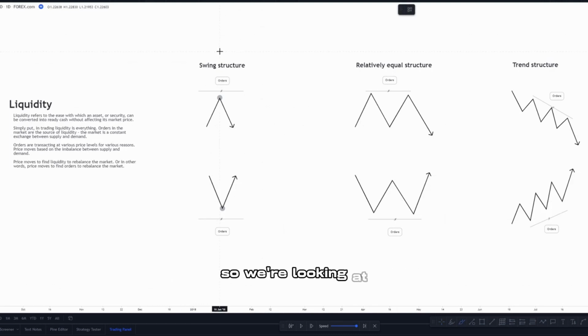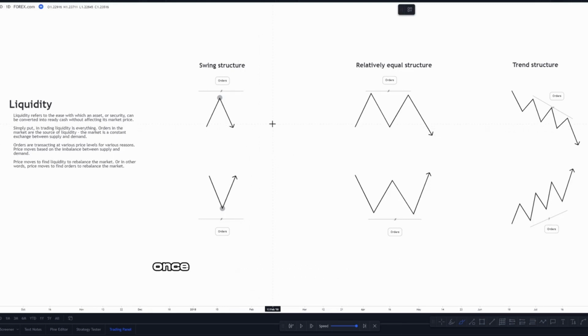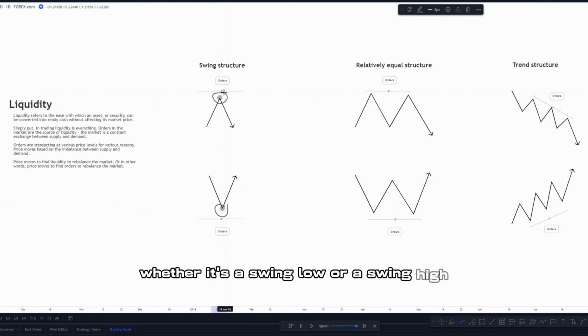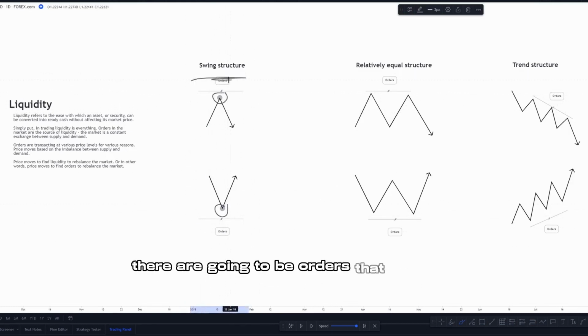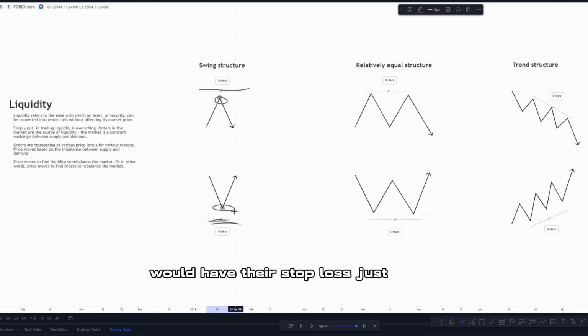So if we're looking at very basically swing structure, or any sort of market structure that's being printed in the markets, what we see is once that market structure has been created, whether it's a swing low or a swing high, more than likely there are going to be orders that rest just above the high or just below the low. And those orders exist for a multitude of different reasons. In a basic sense, anyone who would have sold at this swing high would have their stop loss just above the swing high. Anyone who bought at the swing low would have their stop loss just below the swing low.